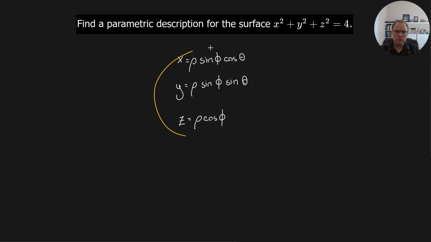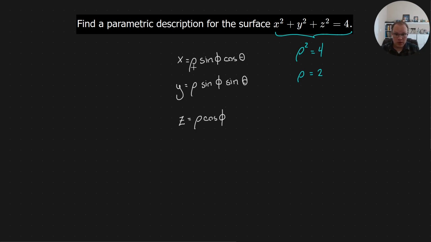So again, just looking at what we have right now, we're expressing x, y, and z in terms of 3 variables: rho, phi, and theta. But if this is a parametric surface, we should be able to express this in only 2 variables. And indeed, if you look at this, x squared plus y squared plus z squared equals 4, and convert that to spherical coordinates, we get rho squared equals 4, or just rho equals 2.